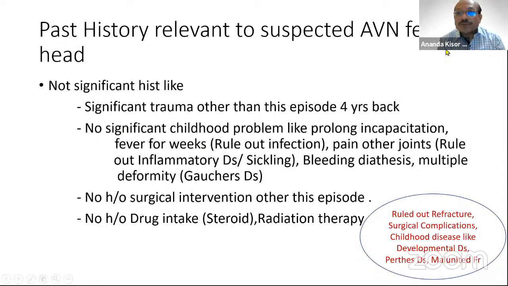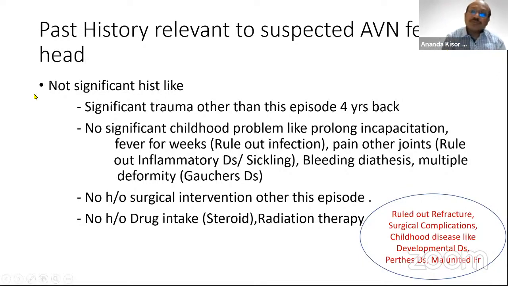So no childhood problem like prolonged incapacitation, fever for weeks, to rule out infection; pain in other joints, to rule out inflammatory arthropathy; bleeding diathesis; multiple deformity, as in Gaucher's disease. Because these are the relevant history that may be related with avascular necrosis of the hip. So these are the positive history you have to take.